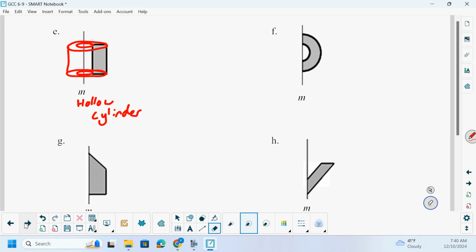When we had a half circle, we had a sphere. Well, if we've got that, but with a little bit missing, basically what this is going to create is a hollowed out sphere.